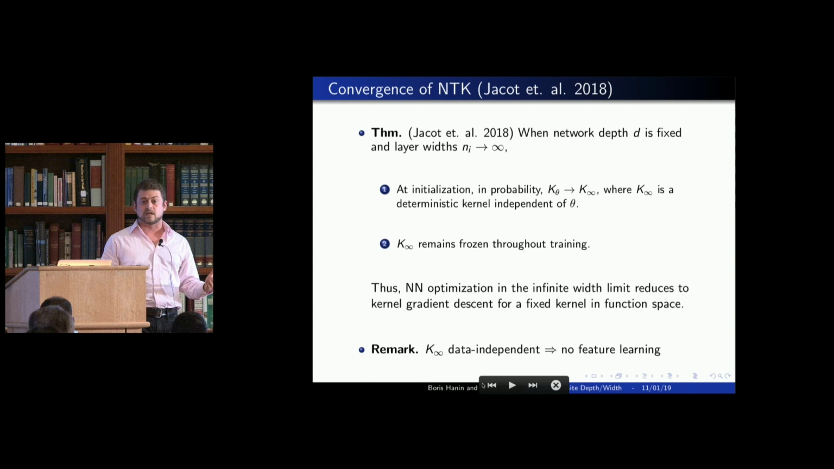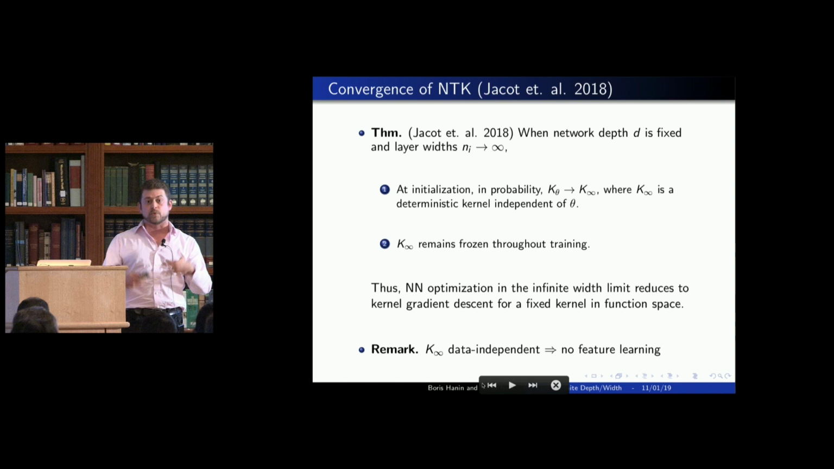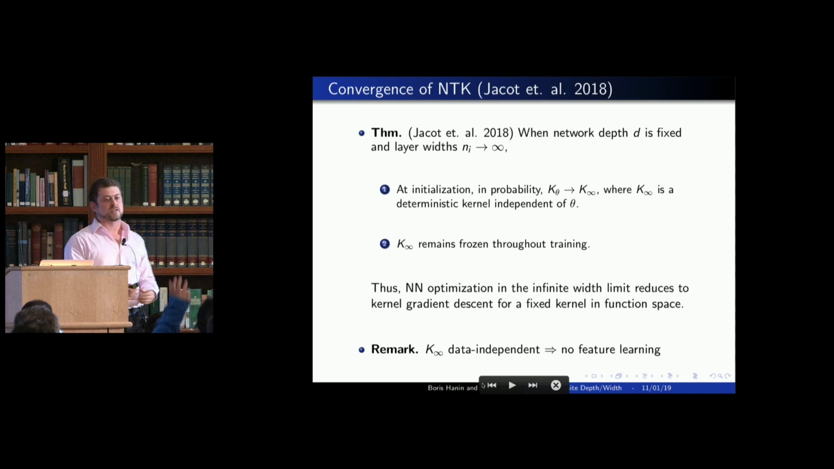And in practice, when you compare the NTK regime to what actually wide but not infinitely wide neural networks do, the NTK doesn't do as well for a variety of reasons. And I would say we don't completely understand why. But one of the reasons is we believe that the real NTK actually learns data-dependent features, whereas the infinite width one doesn't. And that's, I would say, one of the criticisms for this model.